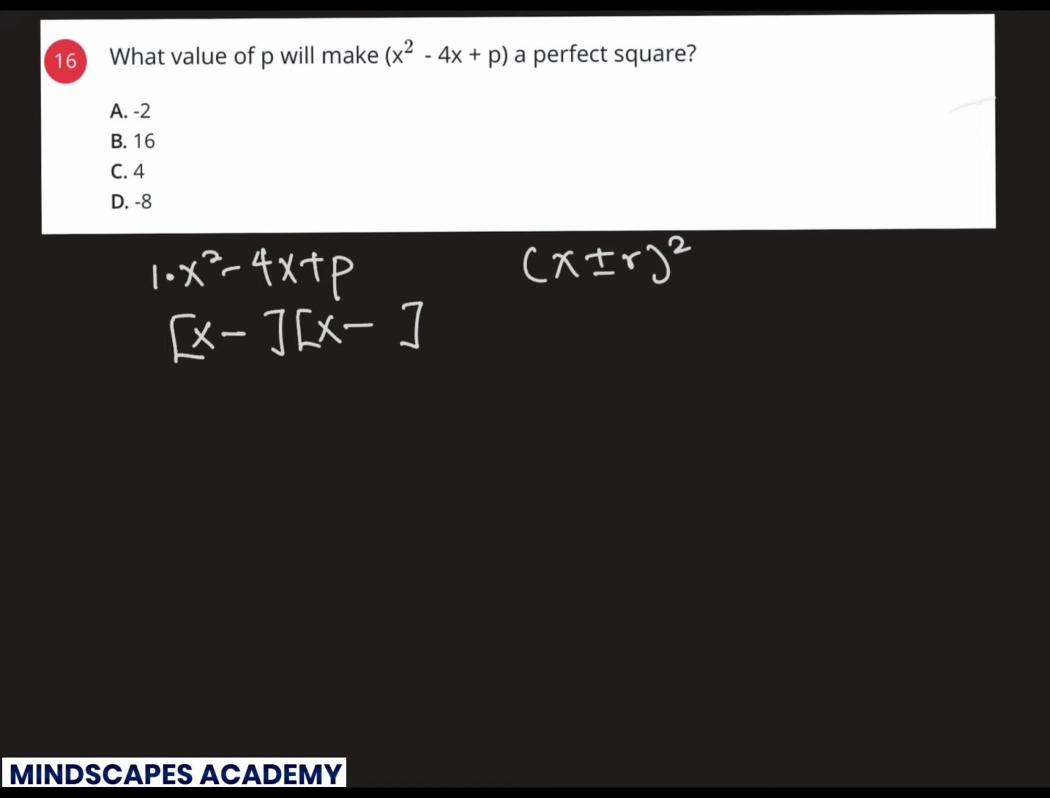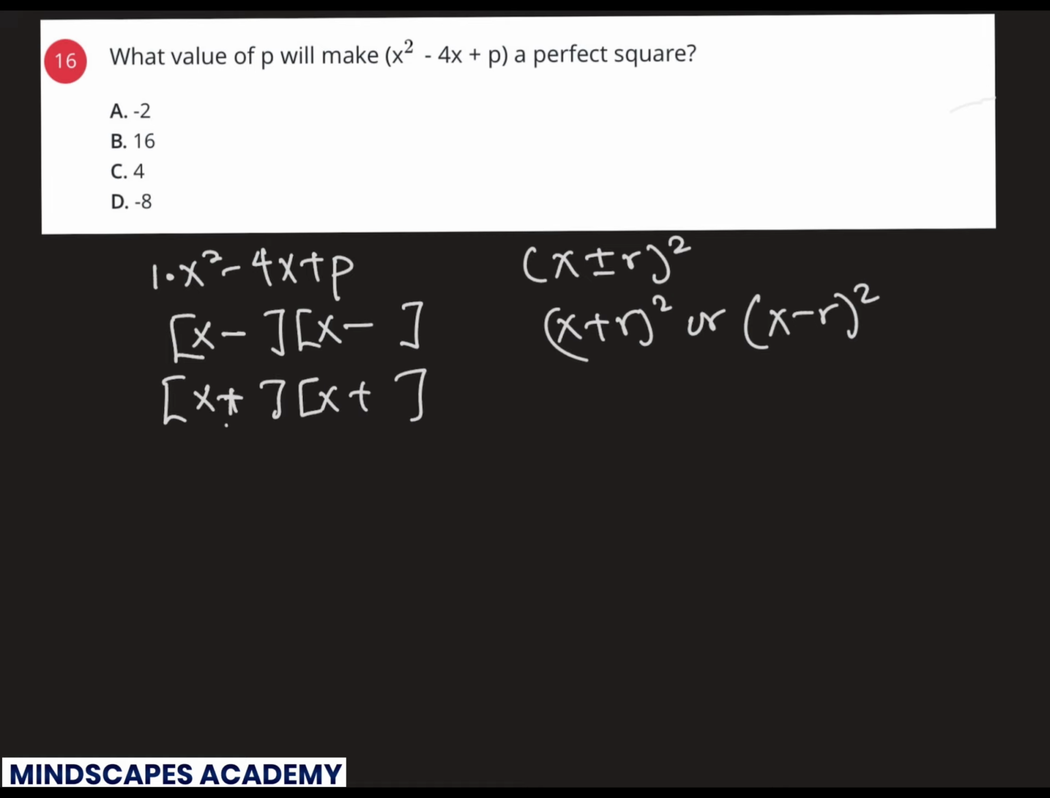Now what do we do here? Remember, we want to have x plus r all squared or x minus r all squared. That is what we want. So we want the same thing, right? But we cannot have positive.